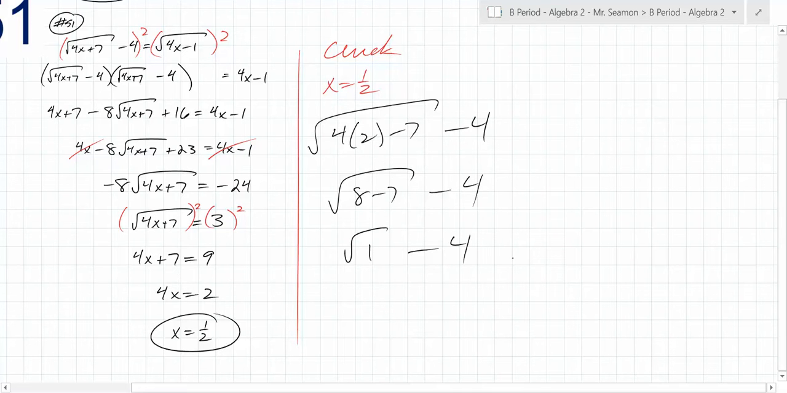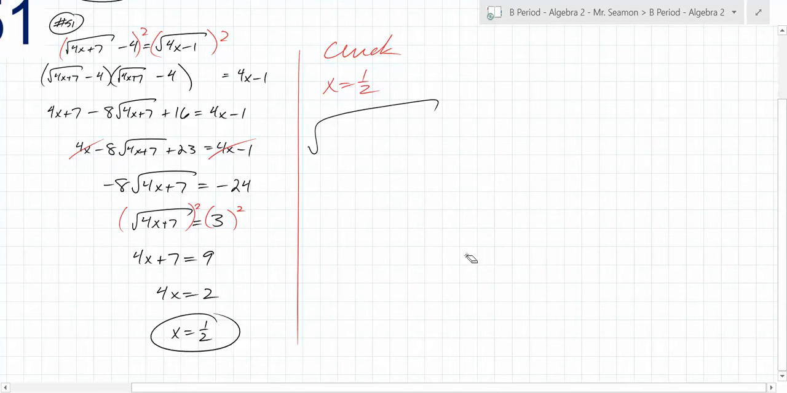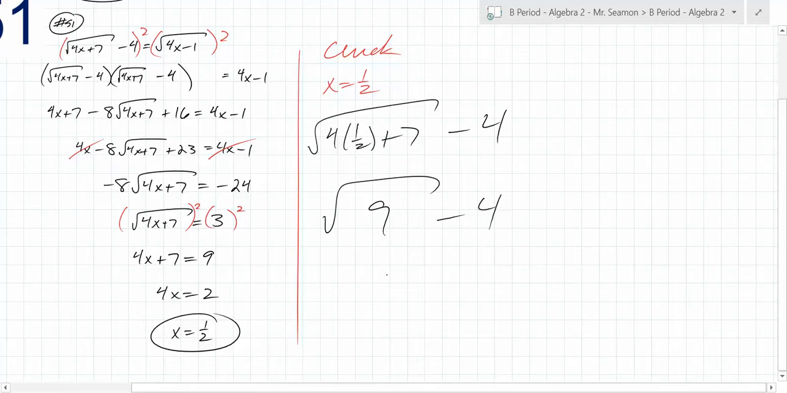Right? Is everybody with me so far? Oh, it's a half. What am I doing? It's not 2. You guys see, what am I supposed to plug in? A half, not 2. Does everybody see what I did wrong there? Yeah, thank you. So we end up with the square root of 4 times a half plus 7, minus 4. So that's going to be the square root of 9 minus 4. So that's 3 minus 4, which is what? Negative 1.